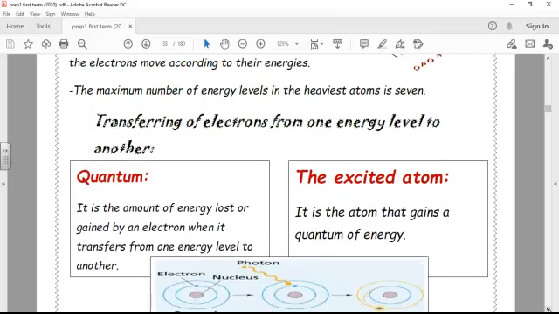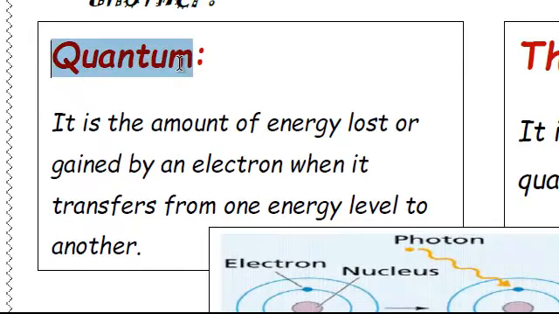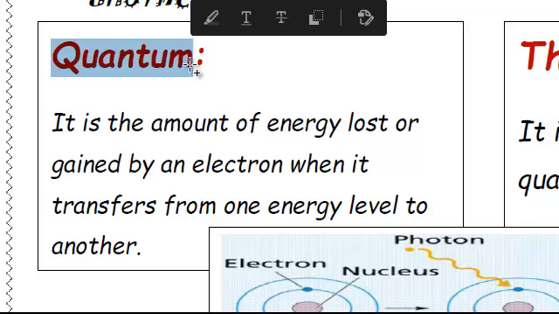But sometimes some electrons gain more energy, maybe light energy or heat energy, maybe the atom itself is subjected to heat or light, so the electrons inside it gain this energy. This energy we call a quantum. So when an electron gains a quantum of energy, it jumps or moves to a higher energy level, stays there for a time, then moves back to its original energy level.